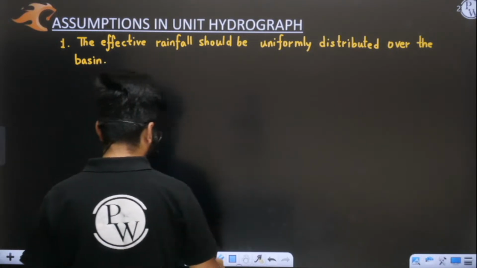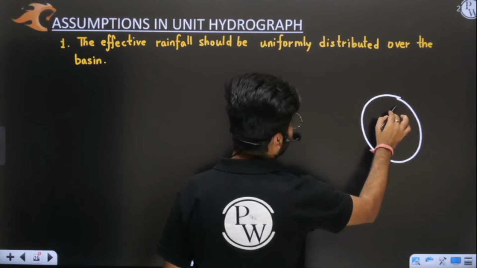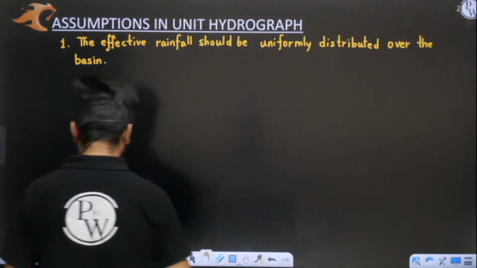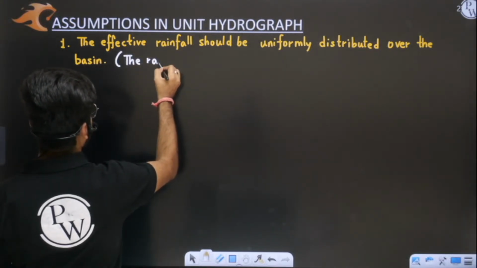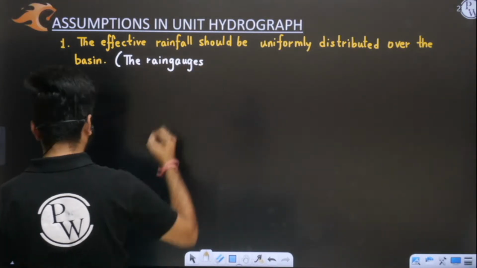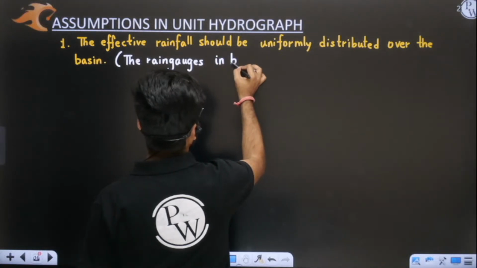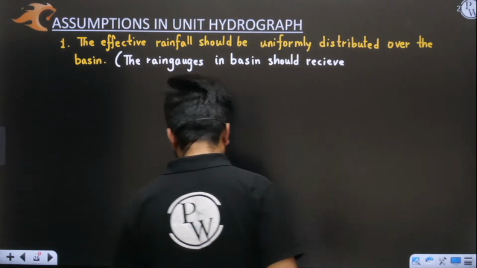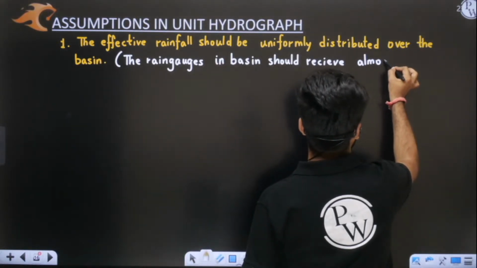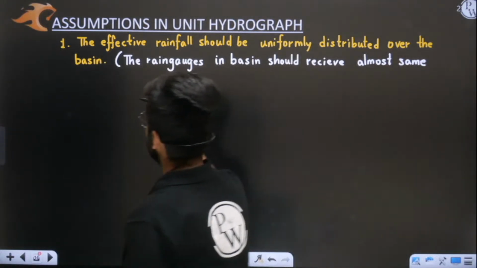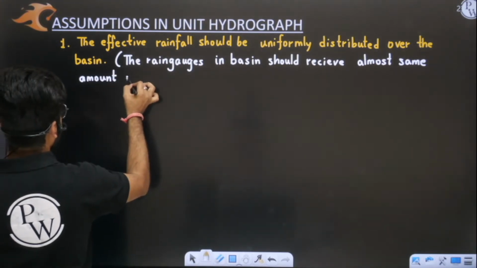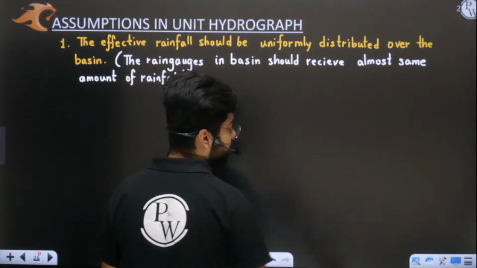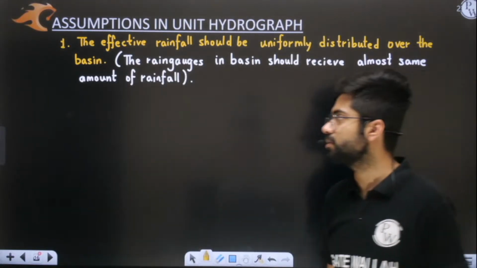This simply means that this is your catchment area and you have different rain gauges. So all the rain gauges in the basin should receive almost the same amount of rainfall. Okay, so this is the first assumption. Only four assumptions are there. You need to understand this is the first one.